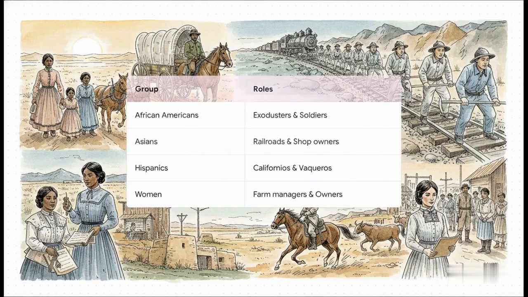Hispanic populations established the very foundations of ranching and cowboy culture. And women were vital, not just at home, but as crucial farm managers and independent business owners who helped build these local economies from the ground up.